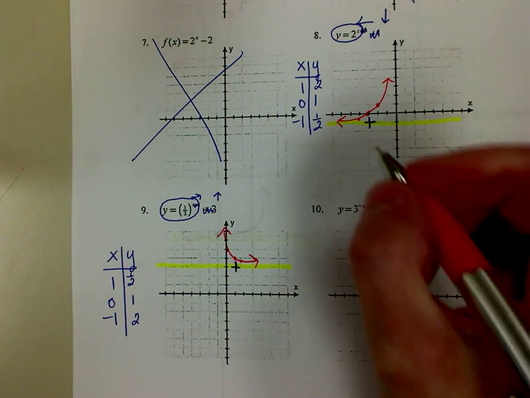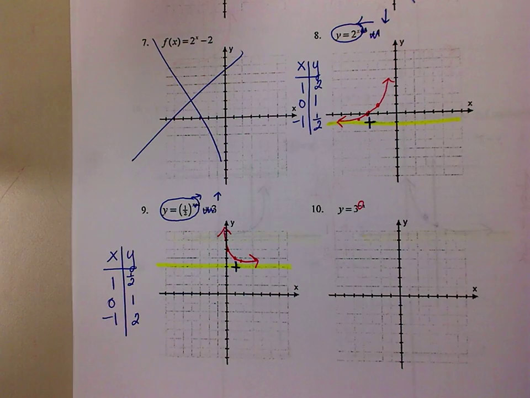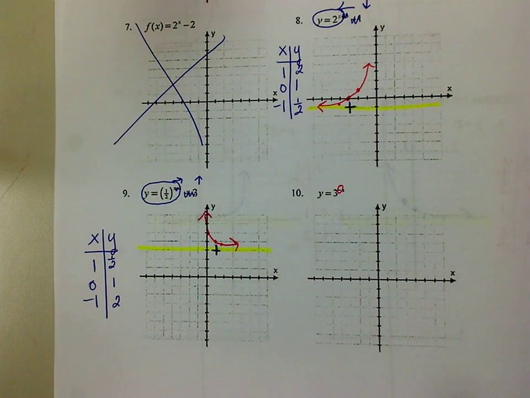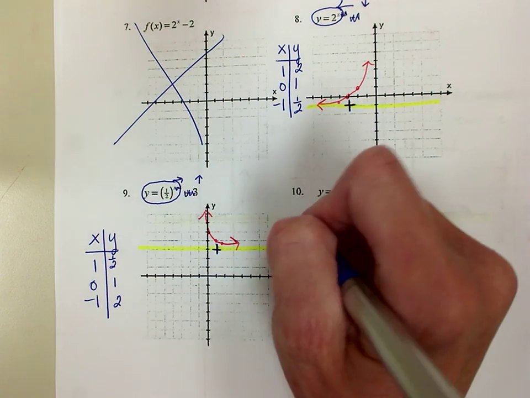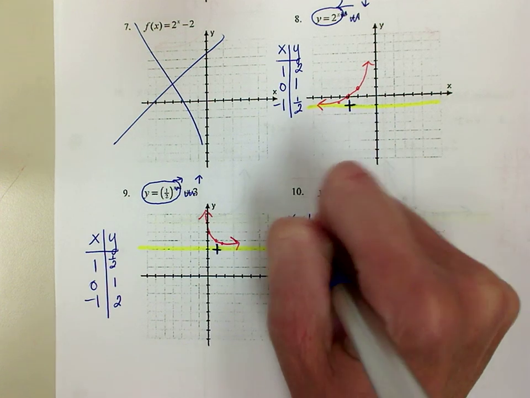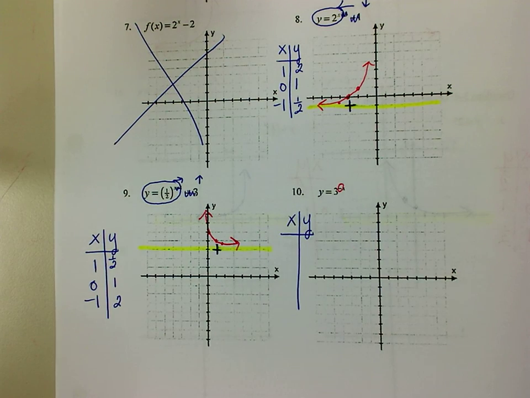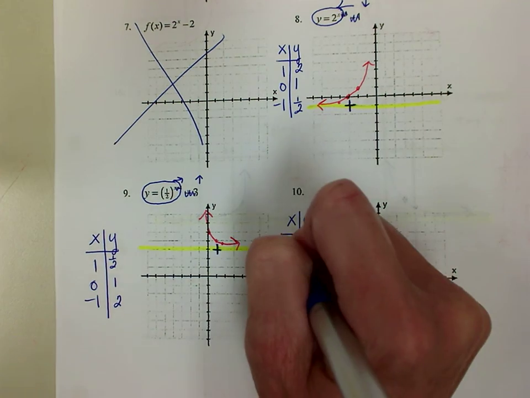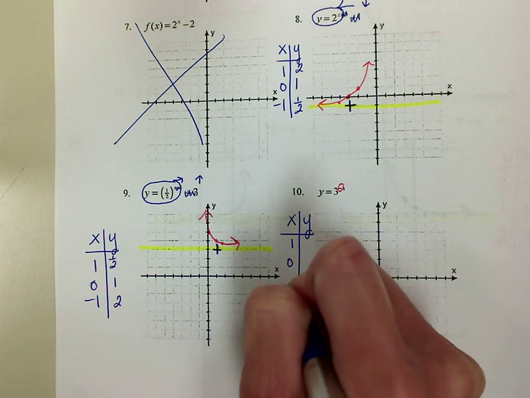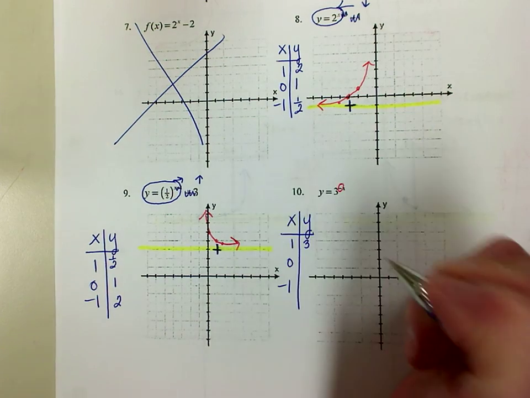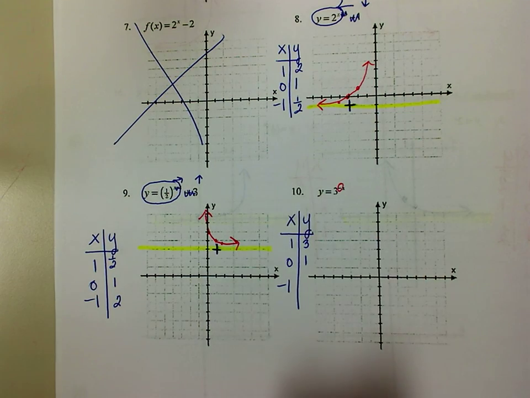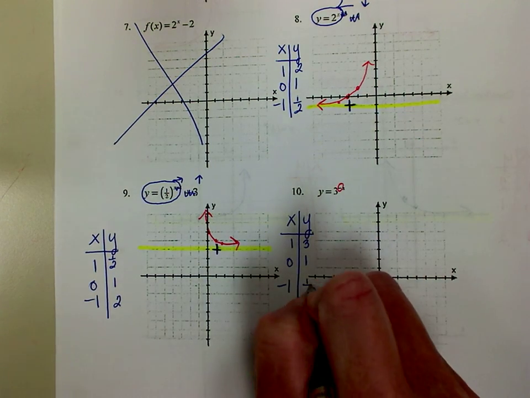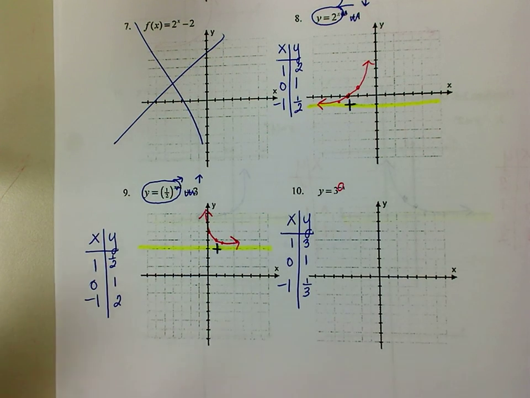Now 10, I have a negative in my problem. I'm not going to move left, right, up, or down, but I'm still going to make a table. I'm going to ignore that negative until after I make the table. So again, I'm going to use 1, 0, -1, the base is 3, that's always 1, and then next to -1 is the reciprocal of the base.